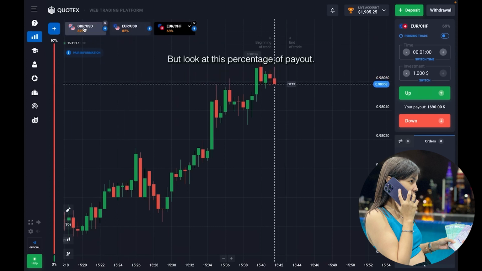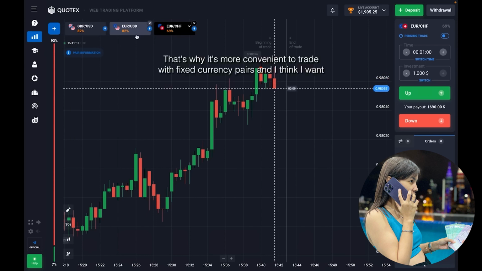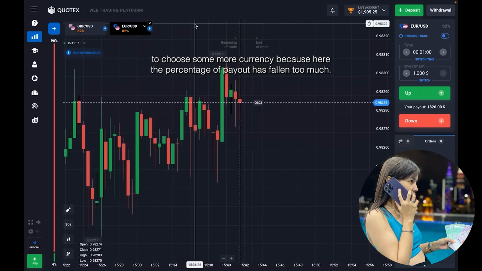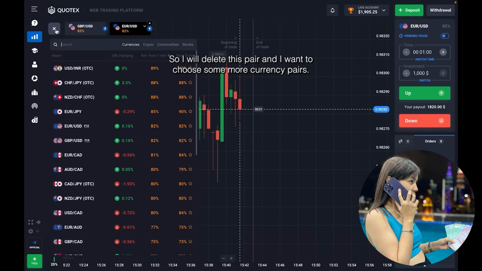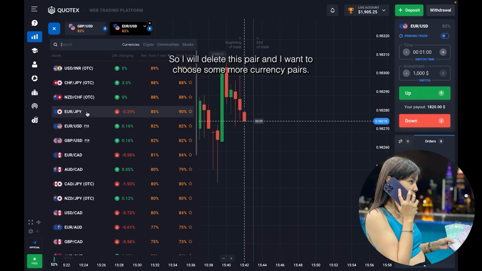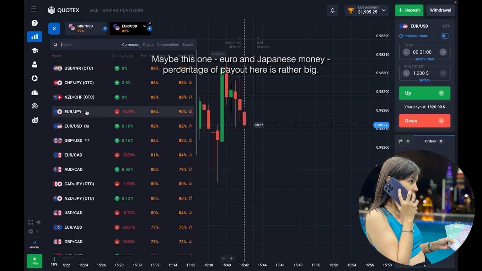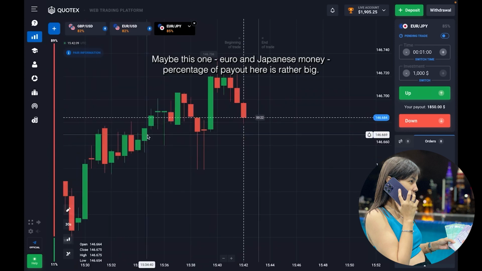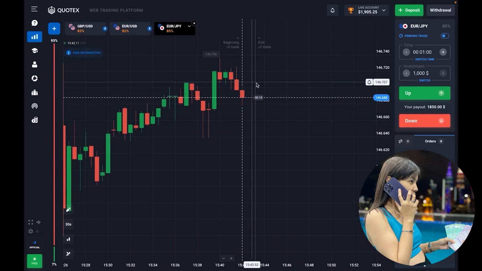But look at the percentage of payout. I really don't like it. That's why it's more convenient to trade with fixed currency pairs. And I think I want to choose some other currency because here the percentage payout has fallen too much. I will delete this pair and I want to choose some other currency pairs. Maybe this one, Euro Japanese Yen. The percentage payout here is rather big.